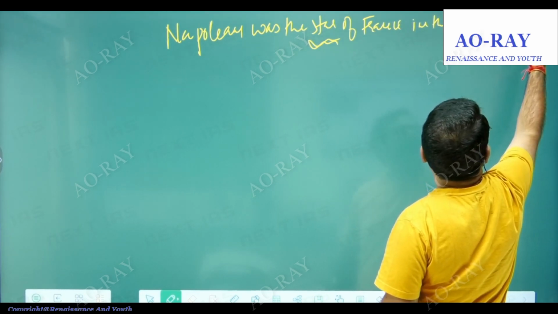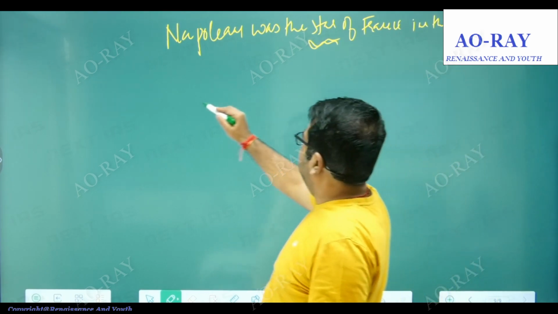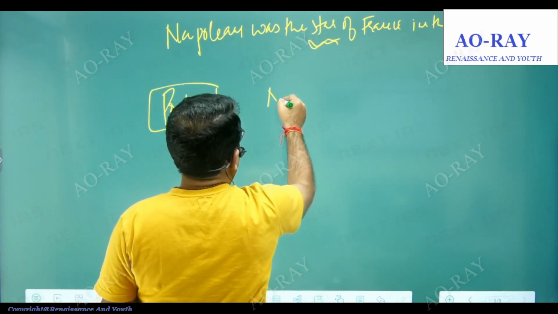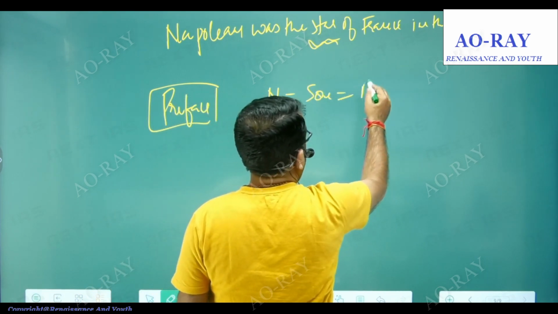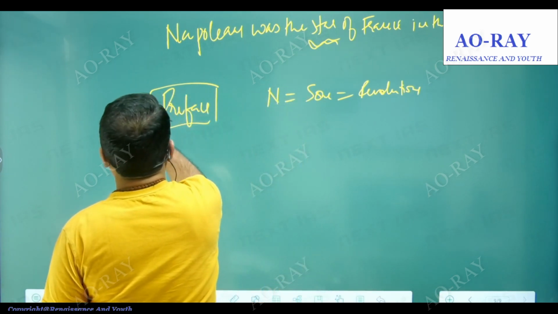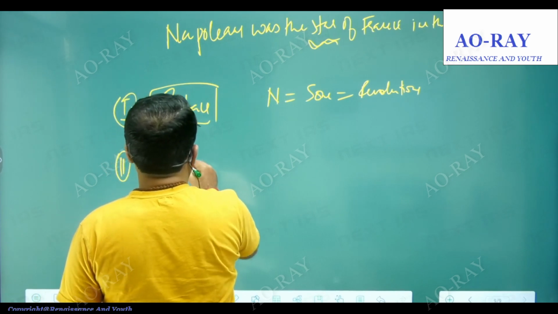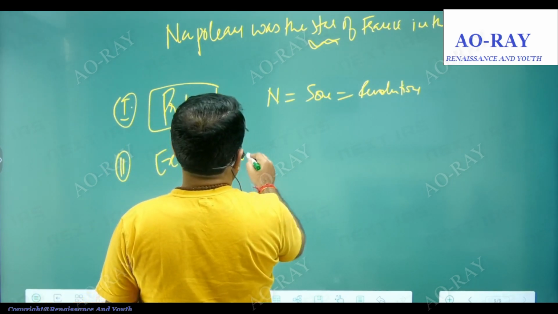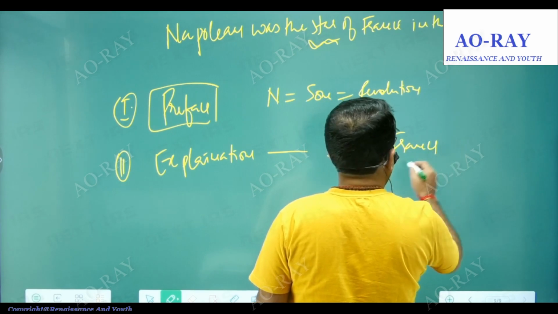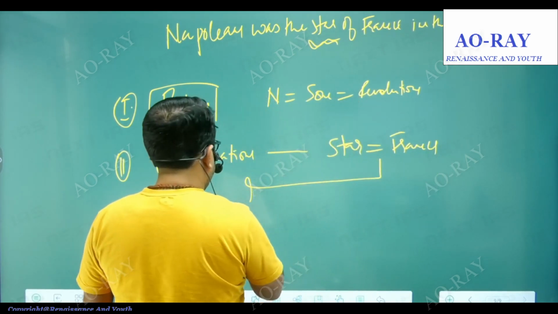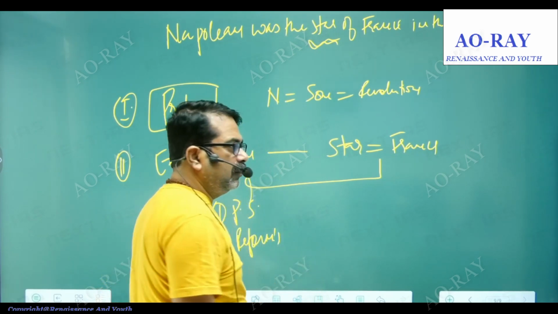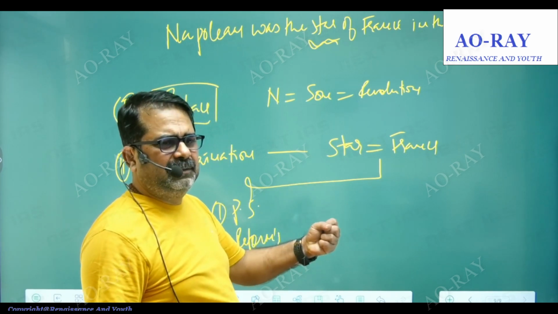Comment. Preface: Napoleon, the son of revolution. Explanation. Always divide the questions into these three parts. He is the star of France, yes. He gives peace and stability. He did the reforms, and takes France out of the darkness created by 1789.